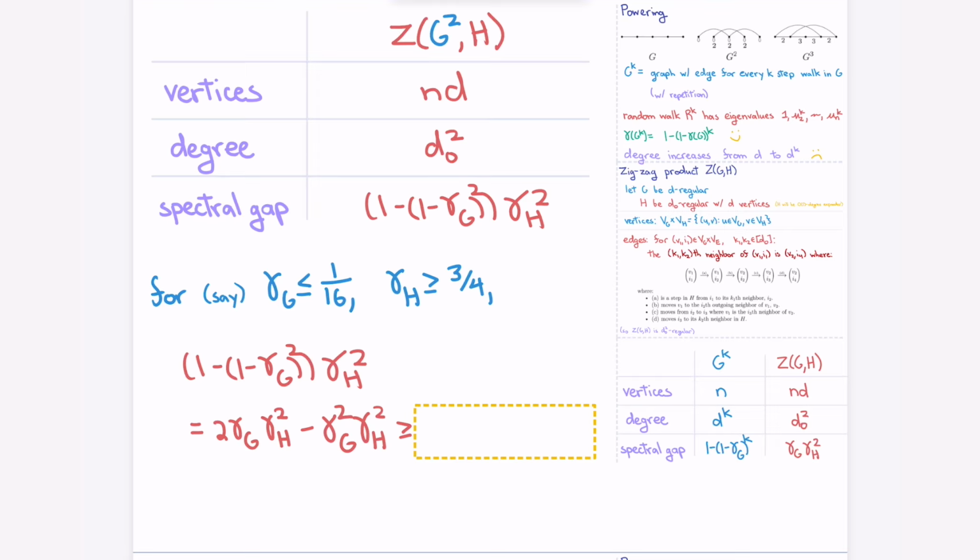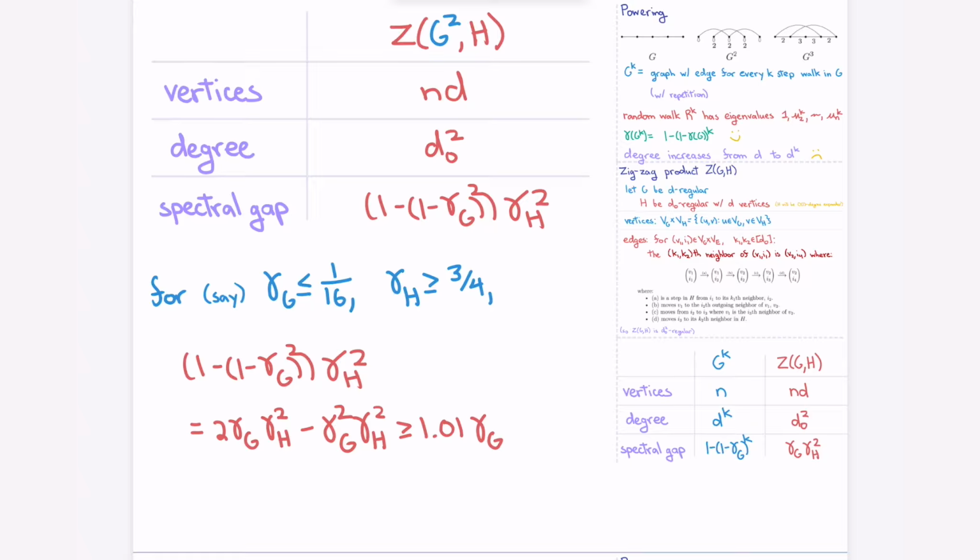I think I was lazy. I didn't really calculate exactly, but the spectral gap will go up by some constant for these particular values. So you have actually made progress, increasing the spectral gap.